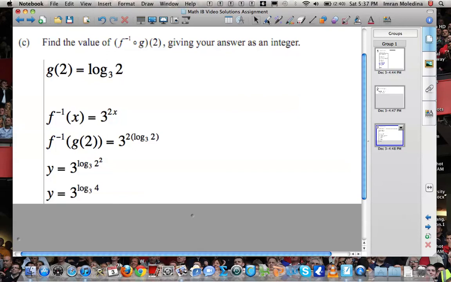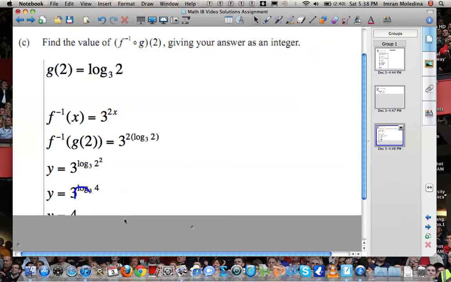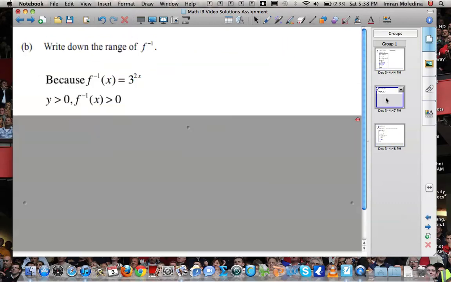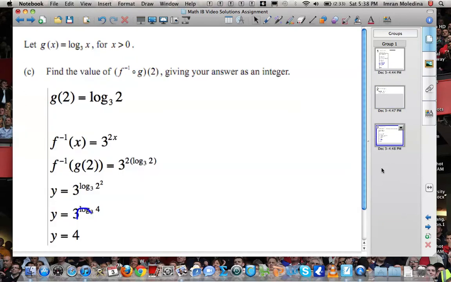Now we can use another log rule to eliminate that, because 3 and 3 are the same, so you can eliminate that because that equals 1. And what you end up getting is the answer y equals 4. So therefore, finding the value of the inverse function of g at 2, giving your answer as an integer, the answer is y equals 4. So that is part A, B, and C of question 7, and I hope you enjoyed it. Thank you.